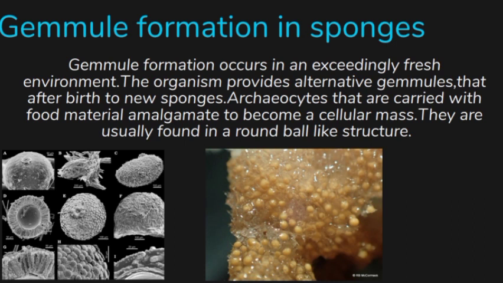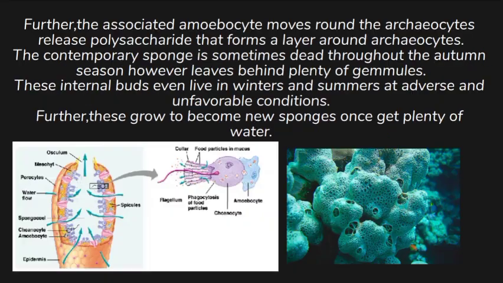This is what we call alternation of generations. The archaeocytes carrying food materials amalgamate to become a cellular mass. This is what gemmules are. These are usually found in a round bowl-like structure, as we said before, in the figure that I showed, the last one. Here, the associated amoebocytes move around the archaeocytes so that the archaeocytes are surrounded by amoebocytes. The amoebocytes release polysaccharide that forms a layer around the archaeocytes.